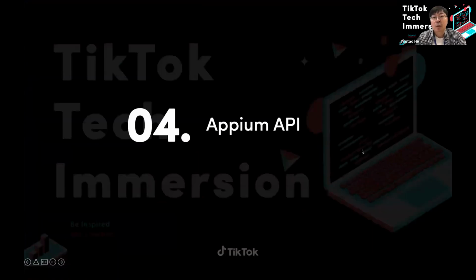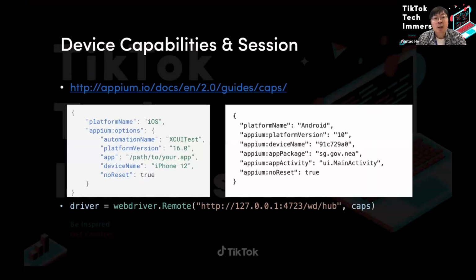Okay, next I will quickly go through the Appium APIs. As I mentioned, since they are all based on the WebDriver protocol, most of the APIs here can be used directly in Selenium. Most of the APIs are not different, even the interface is the same. The important ones are the device capabilities and the session. One example here is for Android and one is for iOS, and we can use the WebDriver remote API to connect to the device and return a WebDriver.